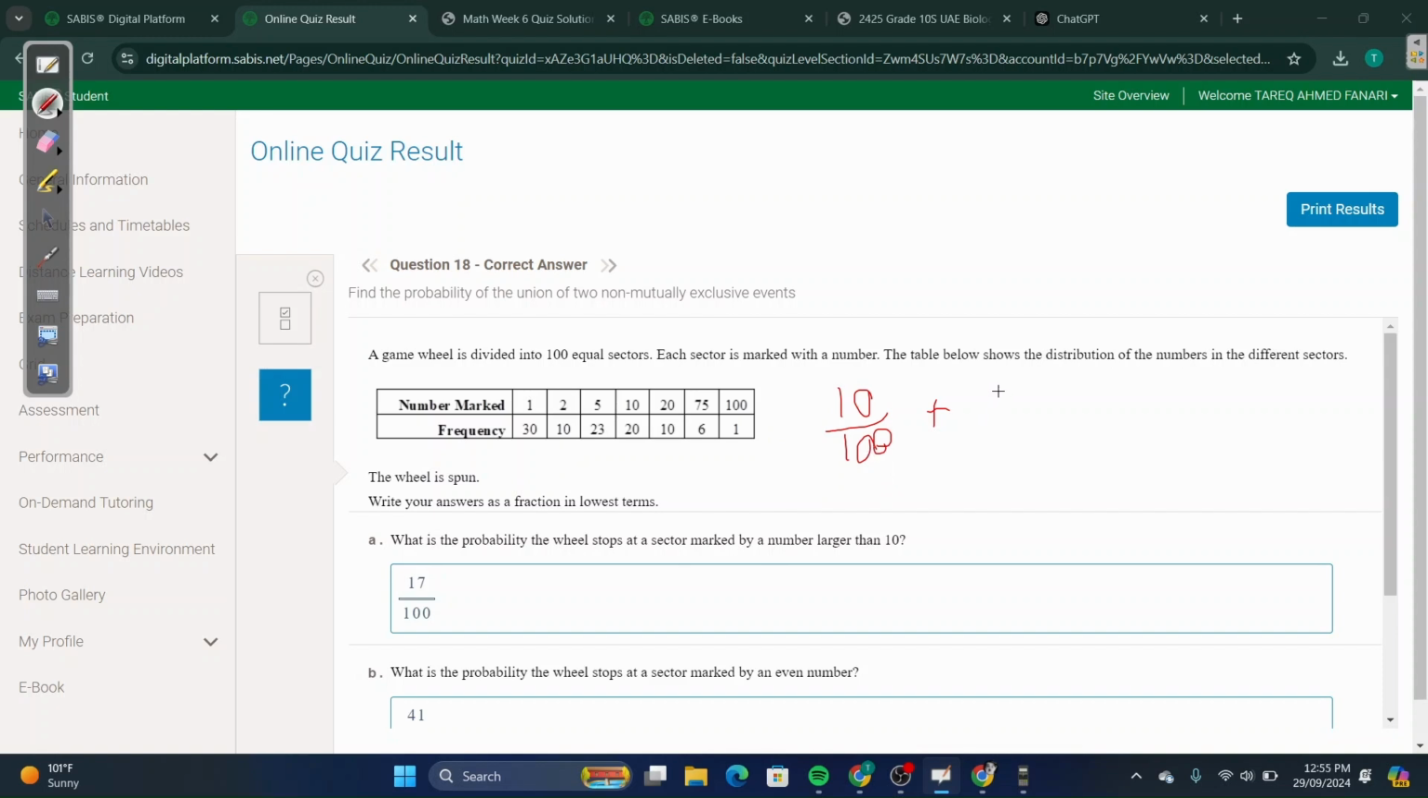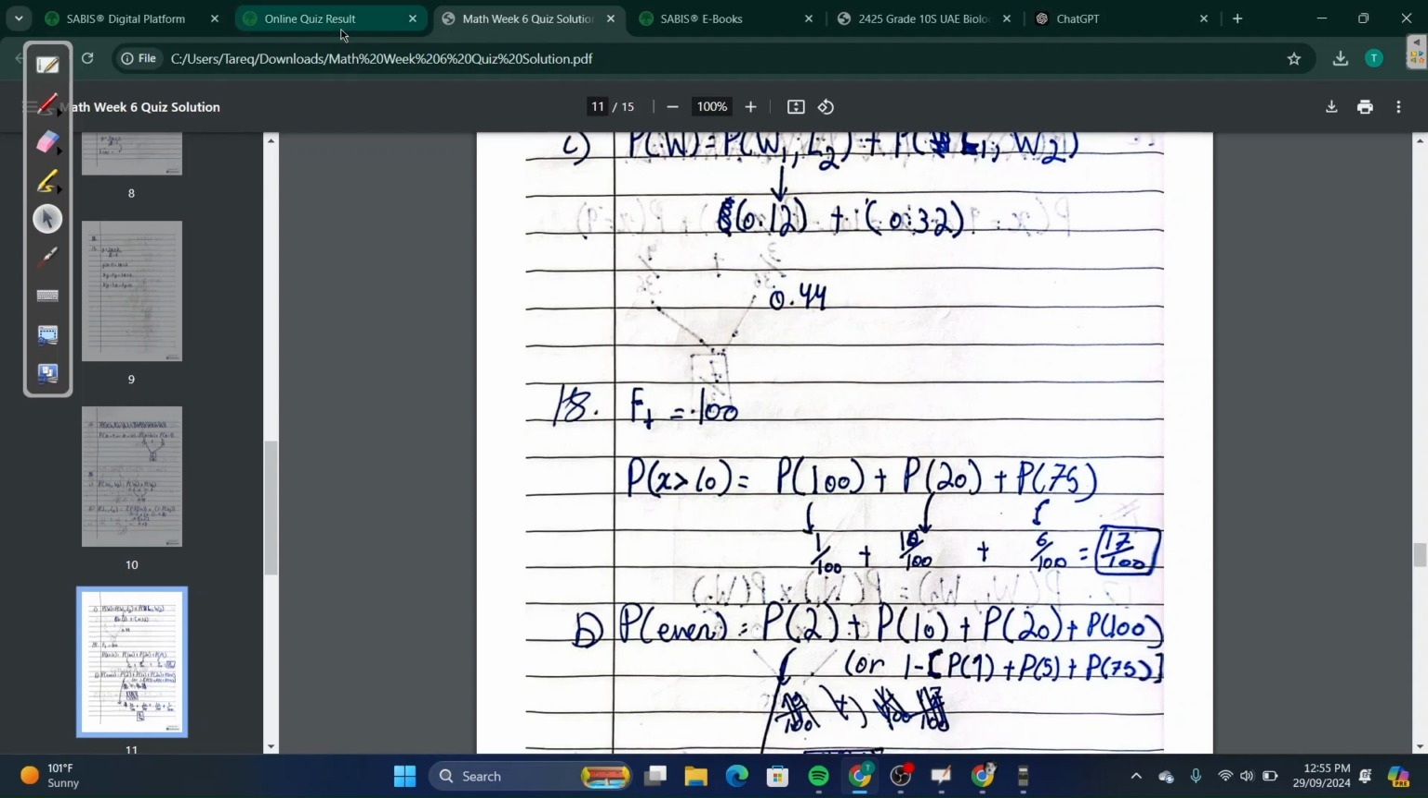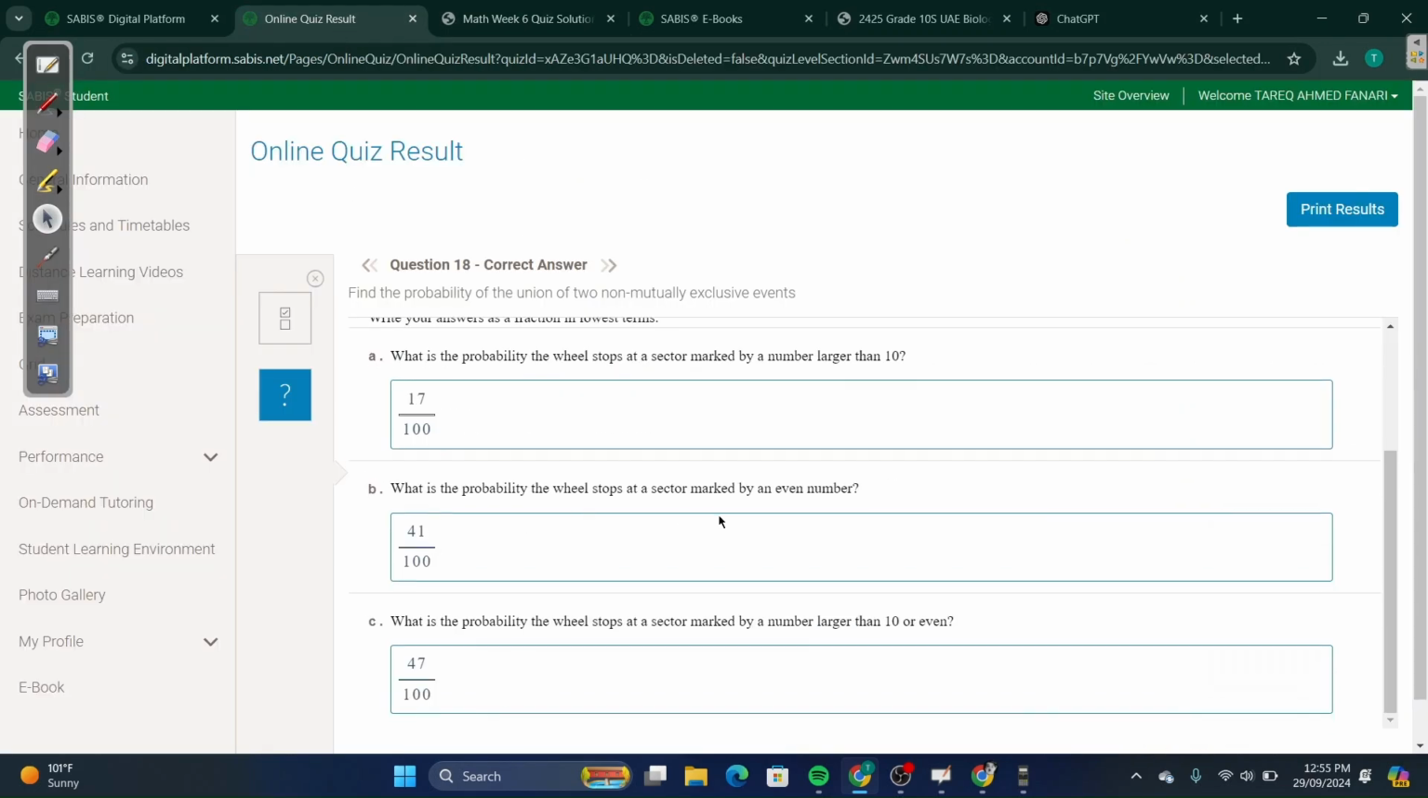So don't do it. I'm just going to go 10 over 100 plus 6 over 100 plus 1 over 100, because it's the frequency of this plus the frequency of this plus the frequency of this. One second, I don't know why something fell. Okay, you're going to get 17 over 100. That's your answer. B, what's the probability that the wheel stops by a sector marked by an even number?